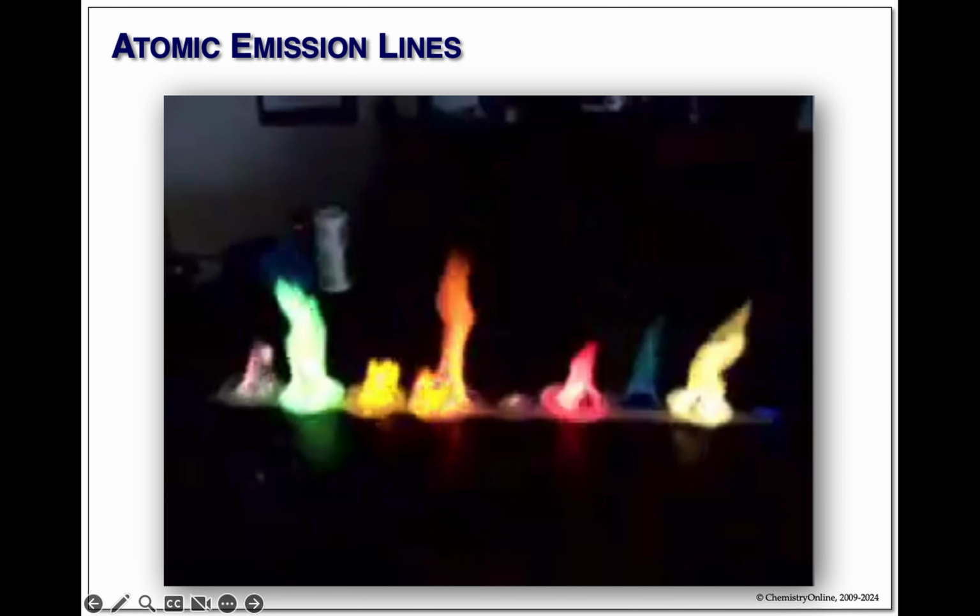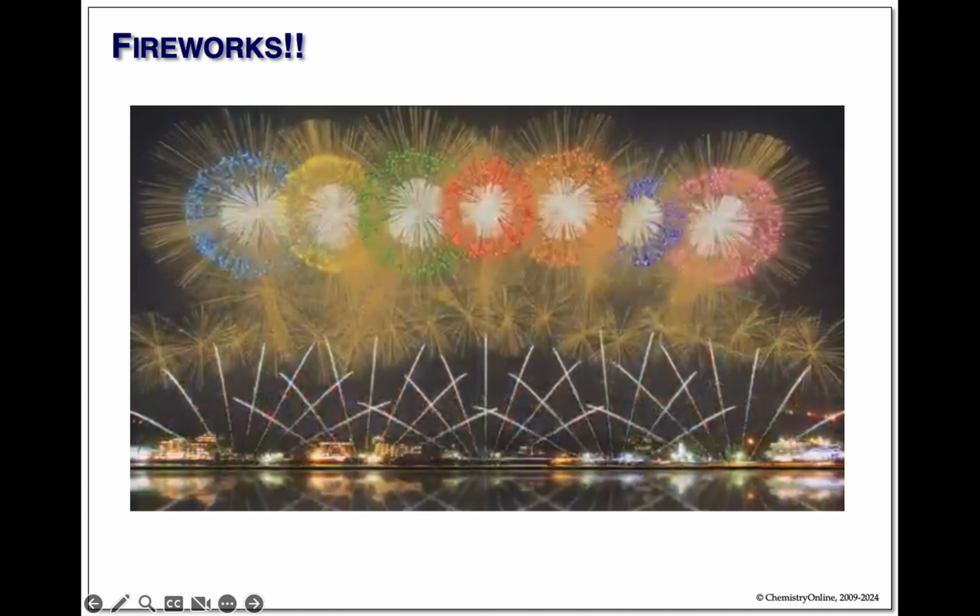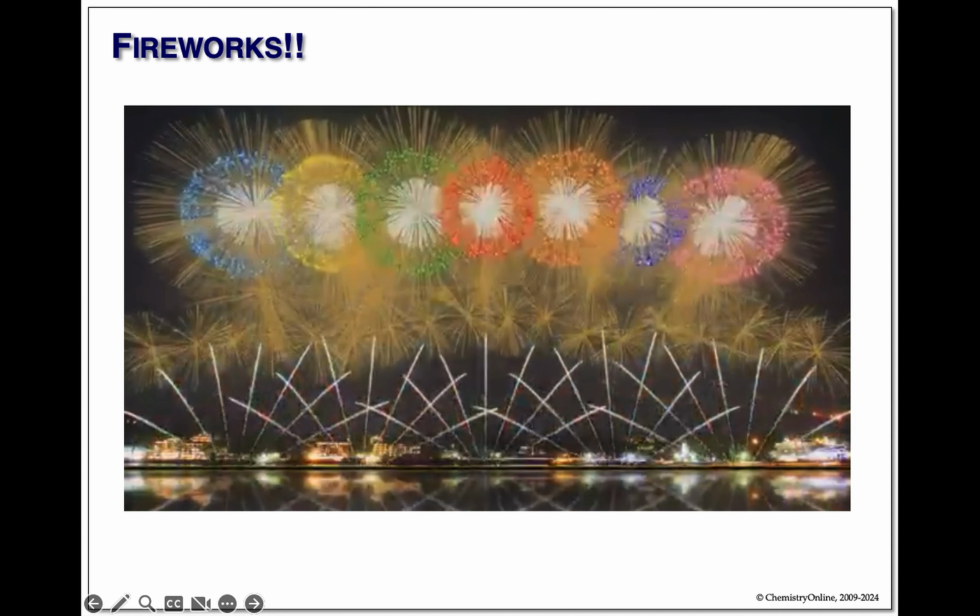This is how fireworks work. This was supposed to be the Olympic fireworks for 2020 that never happened. Well, Japan had all these things that were going to go bad, so they just shot them off anyway. But all the distinct colors are metal ions. So that's how you make fireworks. Isn't that neat?